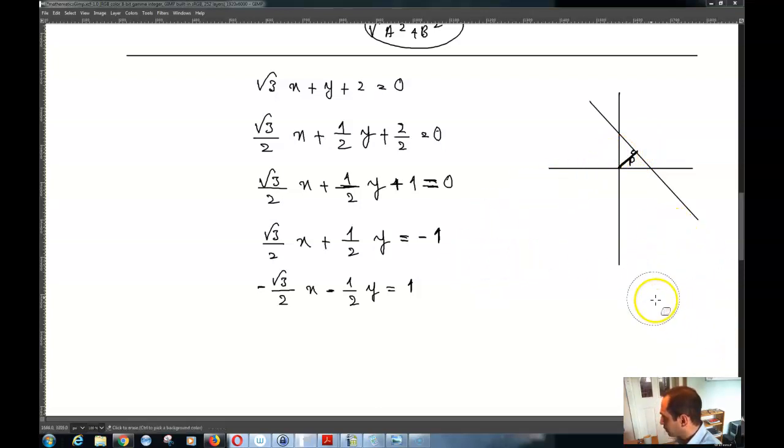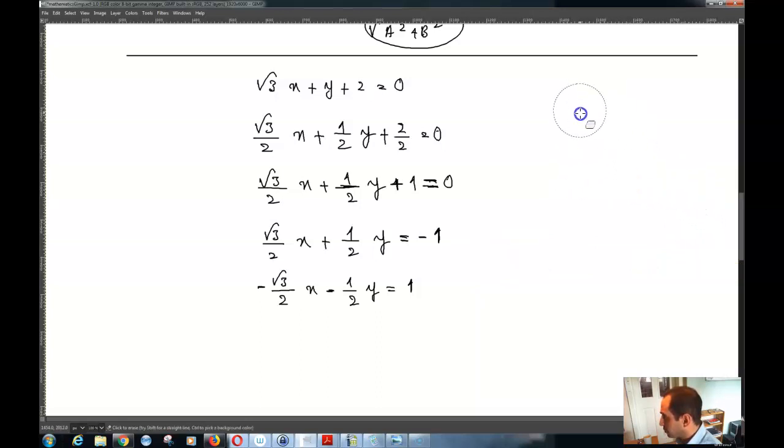Now, as you know, the coefficient of x is cos omega, and the coefficient of y is sine omega. So you know that cos omega is equal to negative square root of 3 by 2, and sine omega is equal to negative 1 by 2. Now you're looking for some angle whose cos and sine are both negative values, and ignoring the signs, the cos of that angle is square root of 3 by 2, and the sine is 1 by 2.